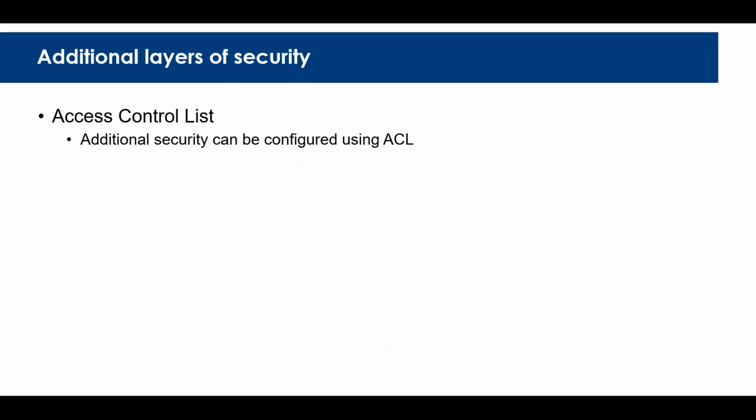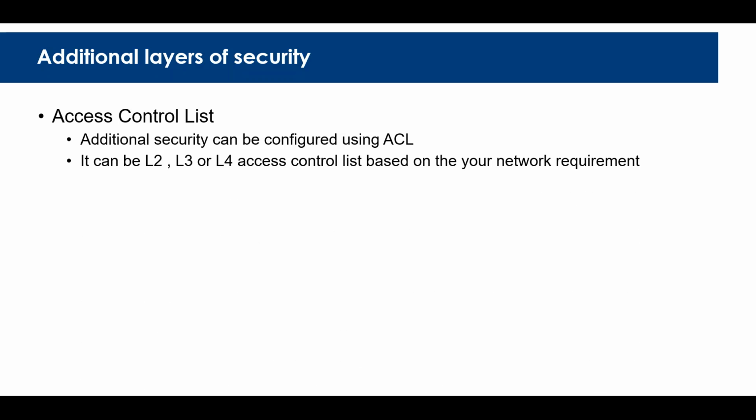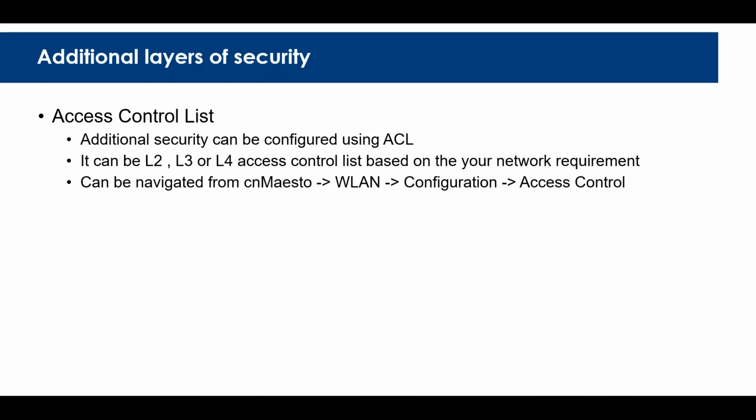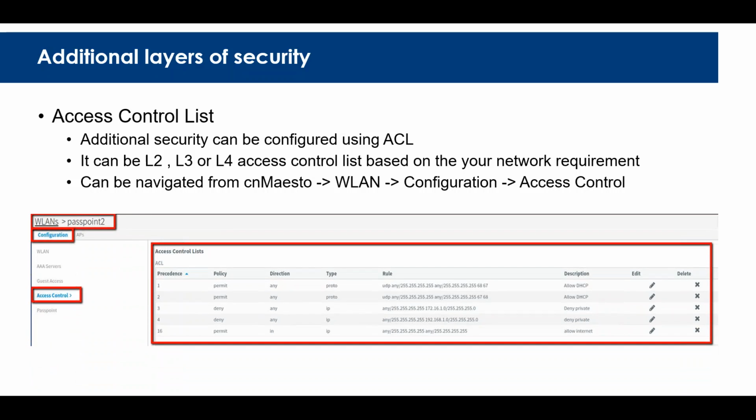Let's talk about access control lists, or ACLs. An ACL is an additional layer of security you can configure as part of the WLAN. It can be configured for layer 2, layer 3, or layer 4 access control, which can be applied to a WLAN. This configuration can be navigated from cnMaestro: in the WLAN context, go to the configuration, and in the access control list, you have an option to add an ACL, which has the rules to permit or deny layer 2, layer 3, or layer 4 access.